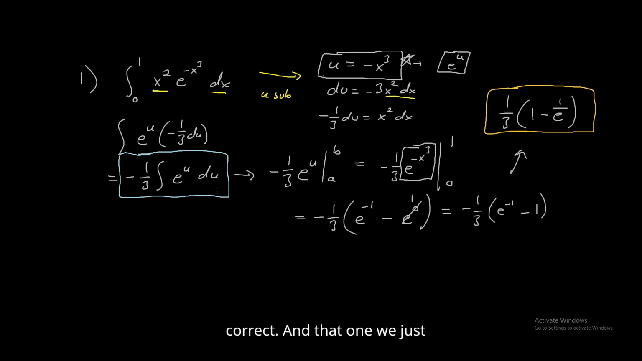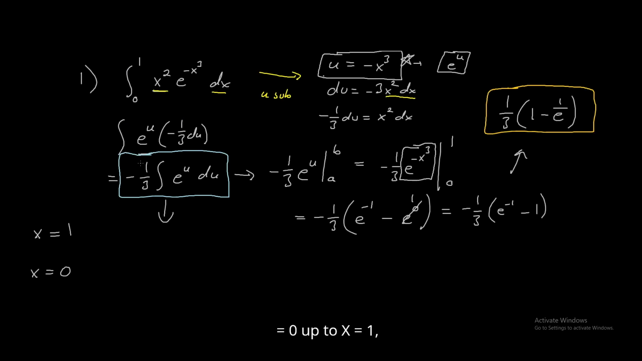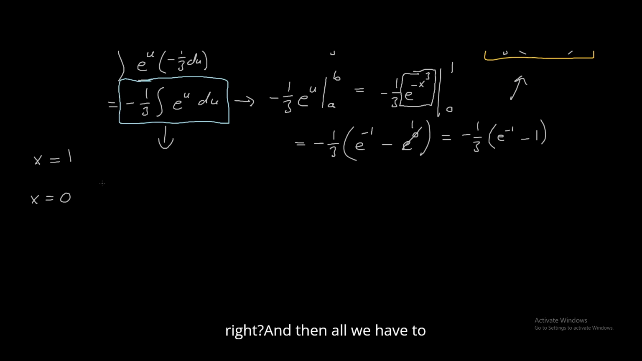Should be correct. And that one, we just integrated in terms of u, then substituted back in for x, and used our original bounds of integration. The other way we could have done this is by changing our bounds of integration for u. So if you recall, we started with x equals 0 up to x equals 1. All we have to do is run these through our equation for u that we picked earlier, so u is equal to negative x cubed. If we take our boundaries in terms of x and plug them into this function, we'll end up with our boundaries in terms of u.